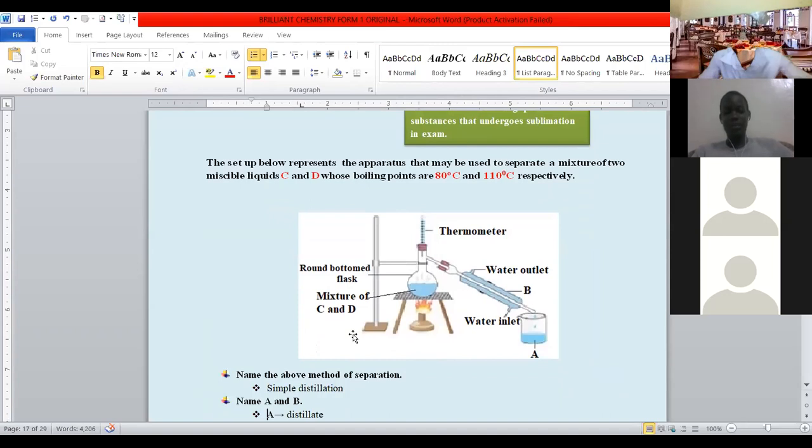Now, let us check this one. A very, very good question. So now you can see the setup below represents apparatus that may be used to separate a mixture of two miscible liquids C and D, whose boiling points are 80 degrees Celsius and 110 degrees Celsius respectively. Name the method of separation. So how will you come to this method of simple distillation? Why do you think we are coming to this one? In simple distillation, there is no fractionating column. Know that. In simple distillation, there are no glass beads. So that is how to identify whether the mixture is being separated using simple distillation or fractional distillation.